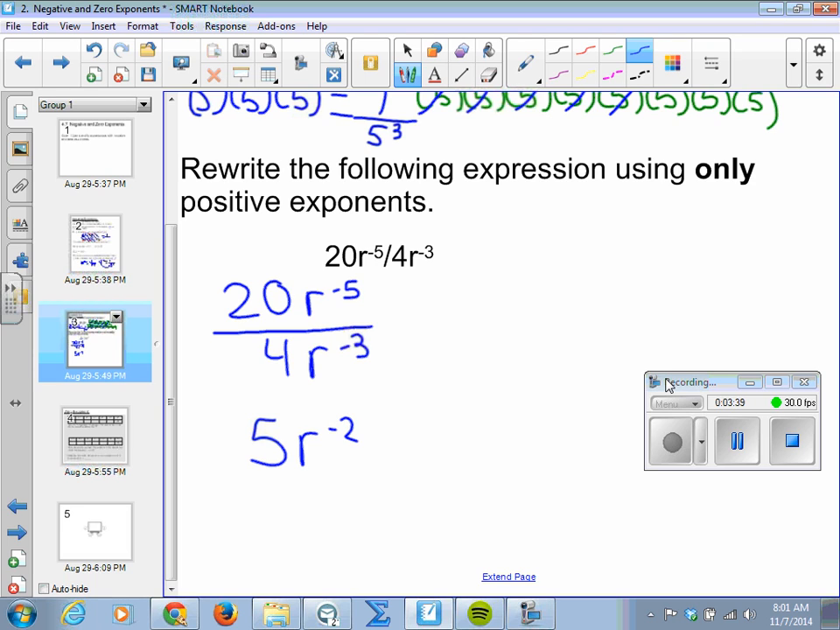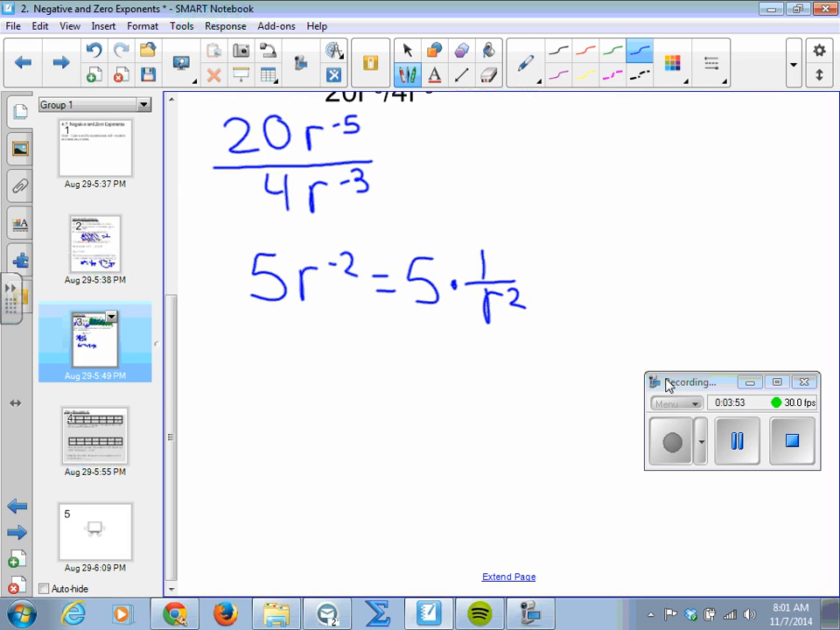And we want to have positive exponents. So what's going to happen? That 5 stays the same, and that r to the negative second, we know becomes 1 over r squared. We combine that, and it gives a final answer of 5 over r squared. If that was confusing at all, you can go back, rewind, and look at it piece by piece, because that's a lot of concepts fitted into one problem.